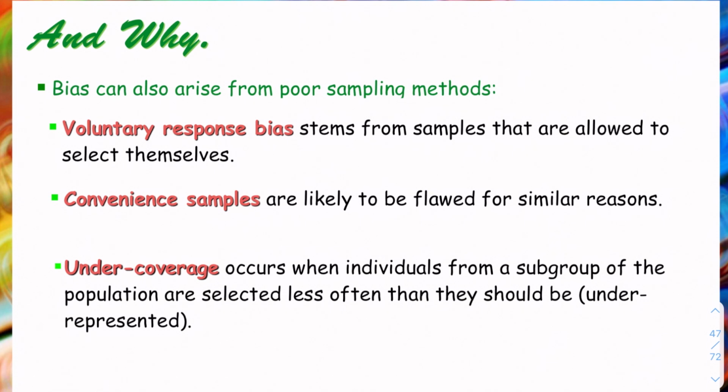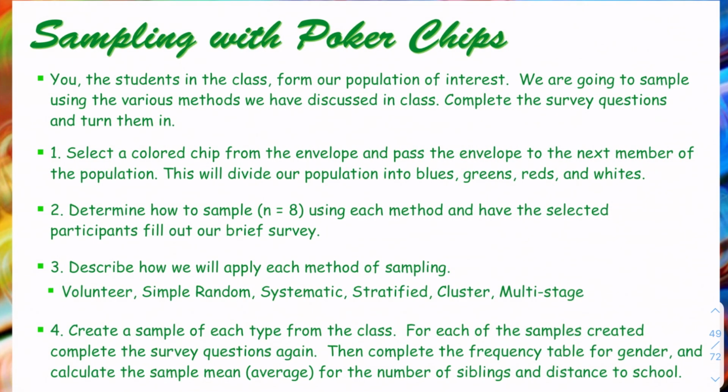And lastly, why? Bias can also arise from poor sampling methods. Voluntary response bias stems from samples that are allowed to select themselves. Convenience samples are likely to be flawed for similar reasons. Undercoverage occurs when individuals from a subgroup of the population are selected less often than they should be, which means they are underrepresented.